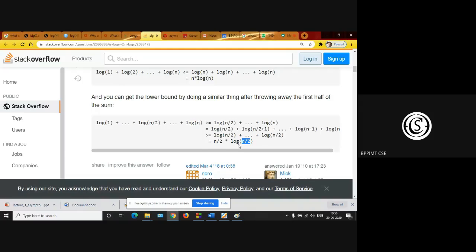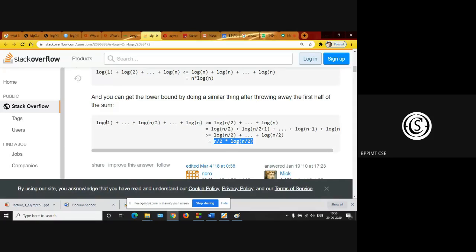Is it fine? Yes, sir. Okay. Now if we ignore the constant factors, we can get lg 1, lg 2, lg 3 up to lg n is greater than or equal to n into lg n.